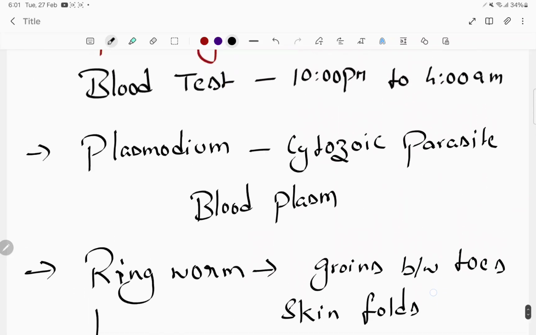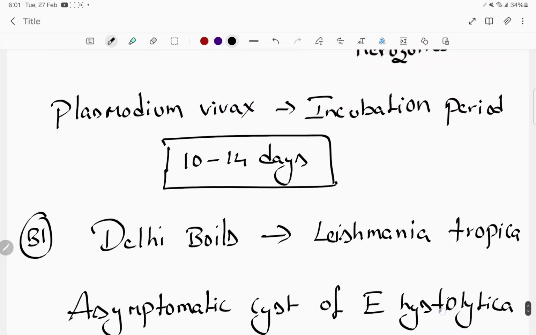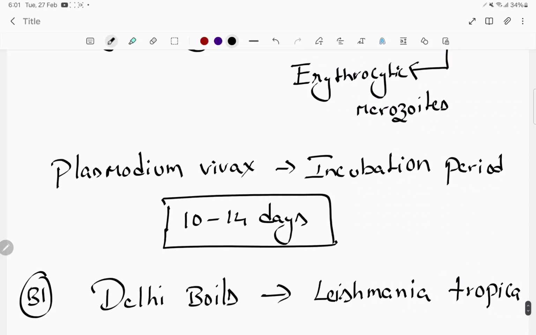So these are the important points regarding NEET for human health and disease.